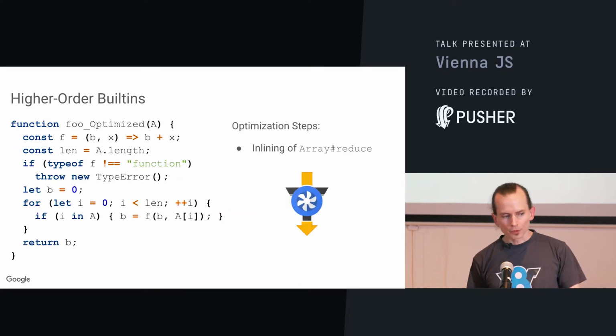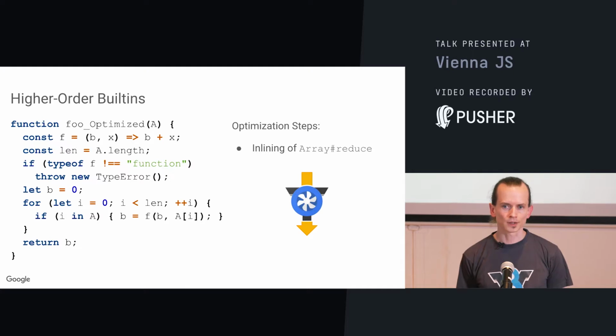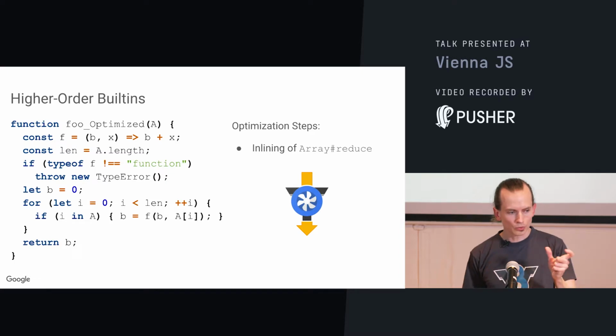If we are faithful to the spec, we end up with something like this. The function that we passed in is still being allocated at the beginning of foo. We have this addition function. Then we extract the length out of it. Then we actually have to check, is the function callable? Can we call it? Otherwise, we throw a type error.